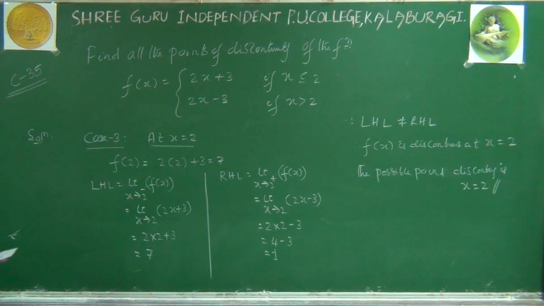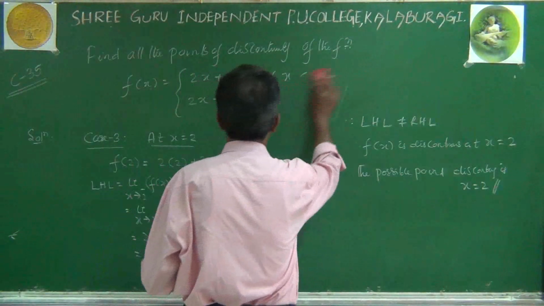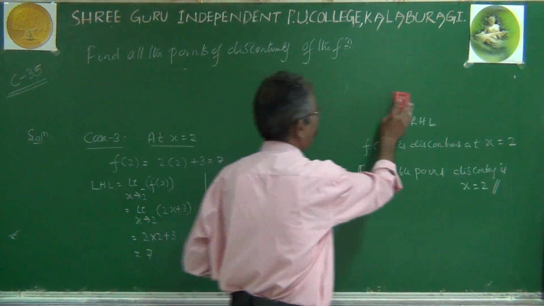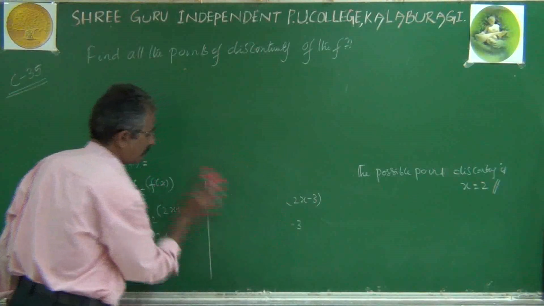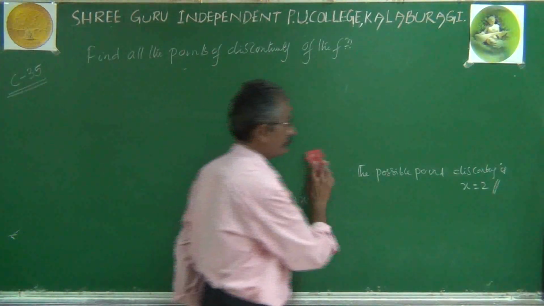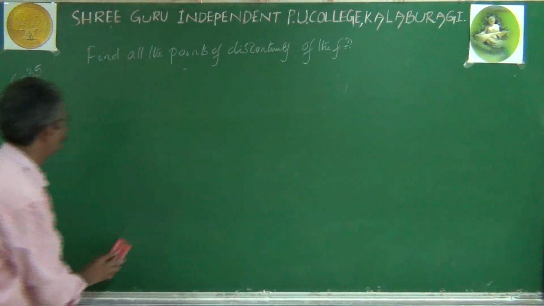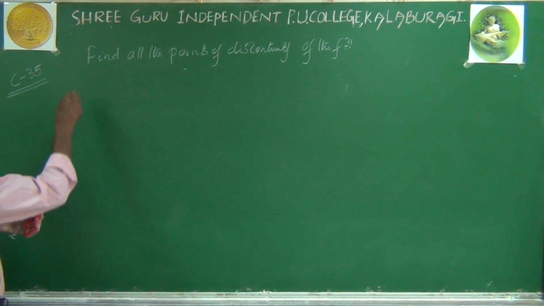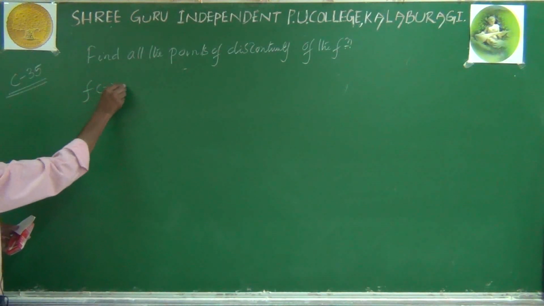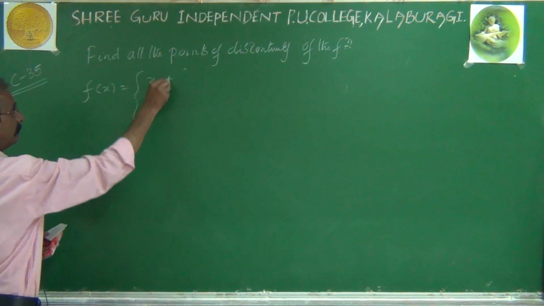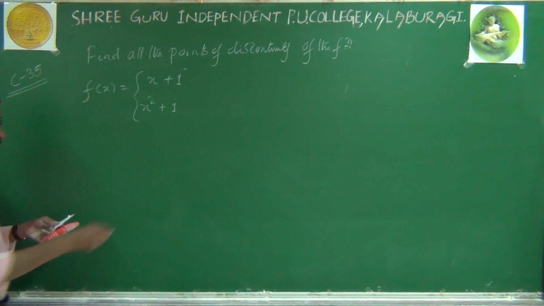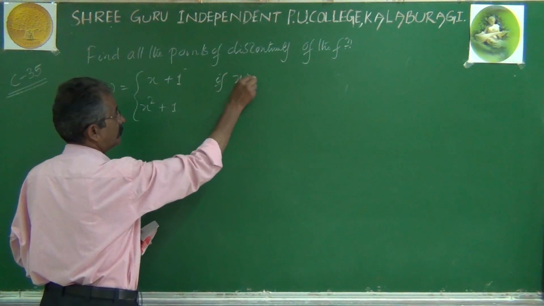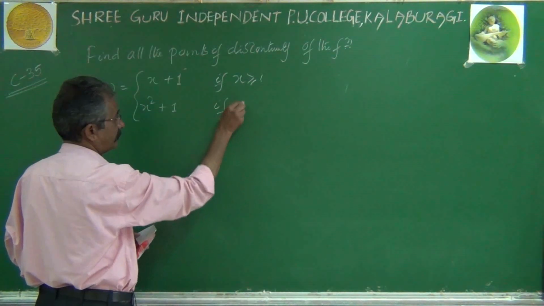Next problem, same type. Find all the points of discontinuity of the function f(x) equals x plus 1 if x is greater than or equal to 1, and x squared plus 1 if x is less than 1.